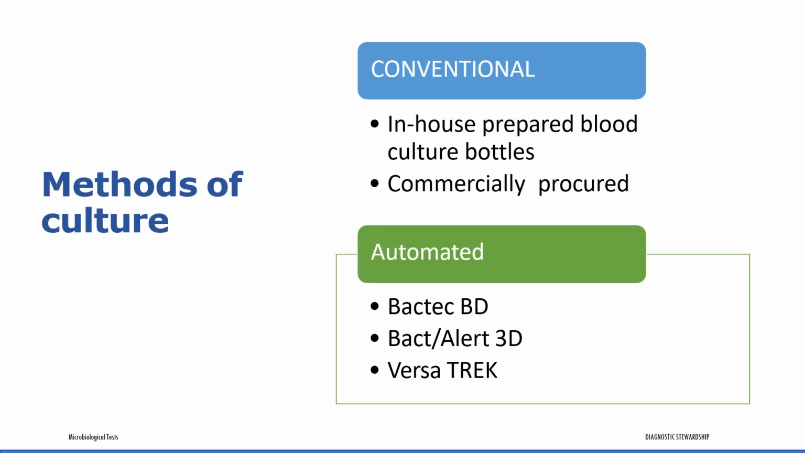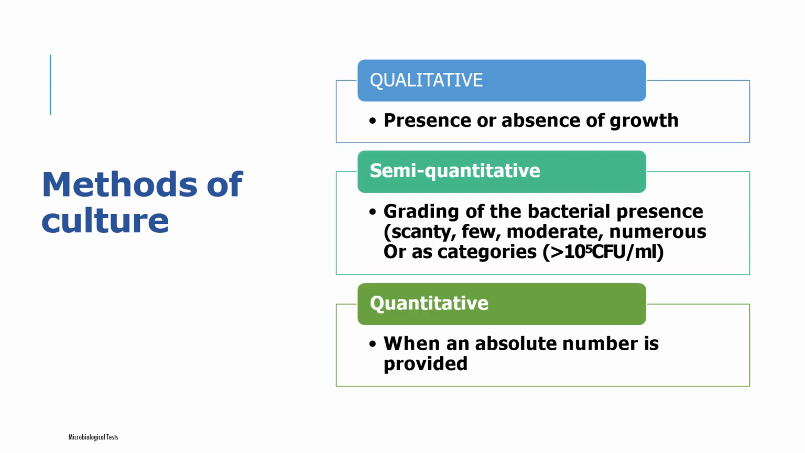methods of culture: conventional methods and automated methods. In conventional methods, in-house prepared or commercially procured blood culture bottles are used. Now, automated methods we have BACTEC, BacT/ALERT, and VersaTREK. The testing can be either qualitative, where there is presence or absence of growth, or semi-quantitative, where we count the colonies in terms of colony forming units per ml, or it may be quantitative, where an absolute number is provided.